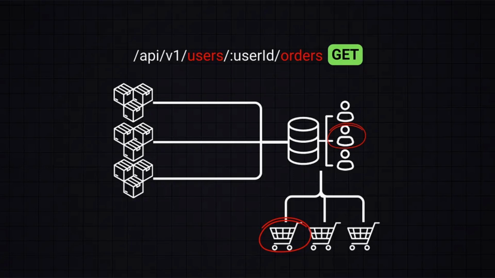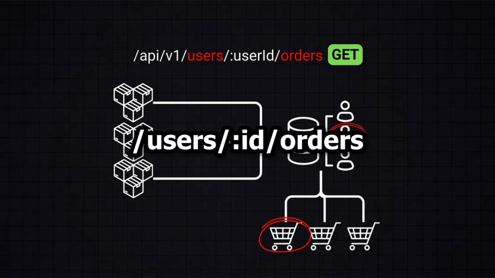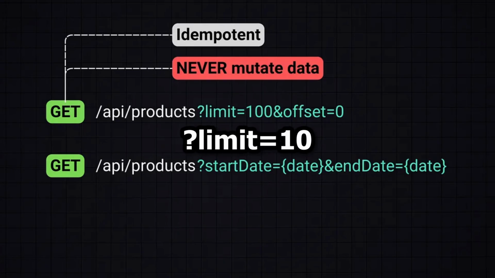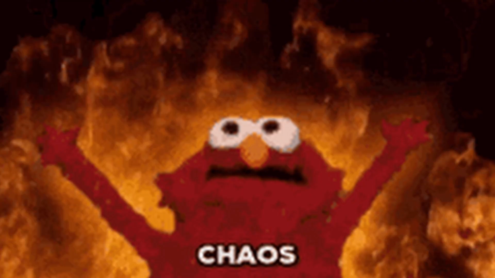For example, a well-designed endpoint like /users/:id/orders doesn't just deliver data, it tells a story. Want pagination? Add a limit. Want to filter by date? Add start_date. But remember, GET requests should be idempotent. If it changes data, it's not a GET, it's chaos.